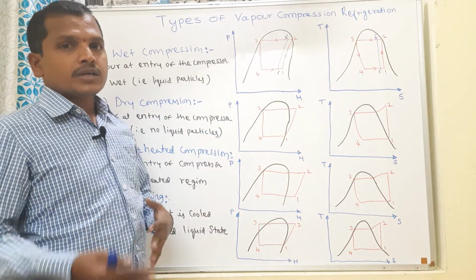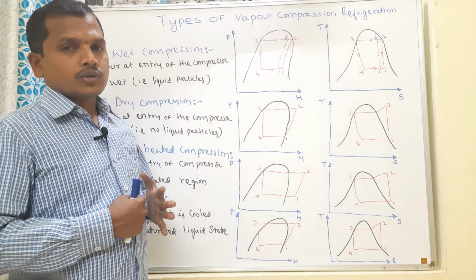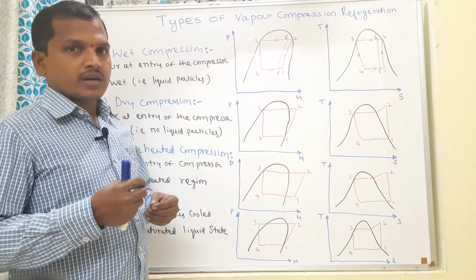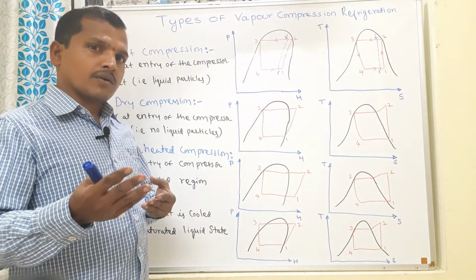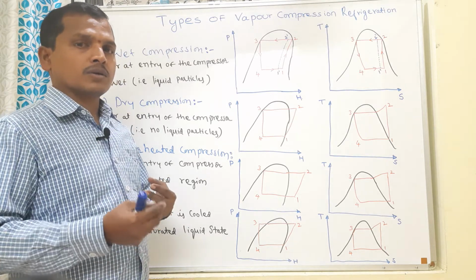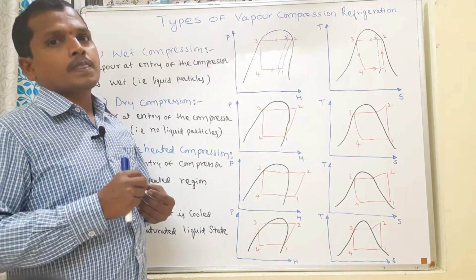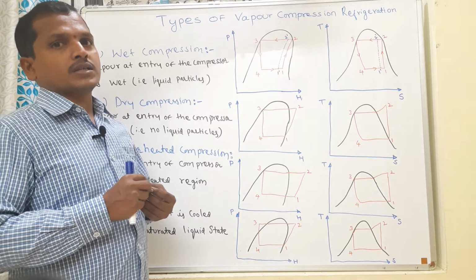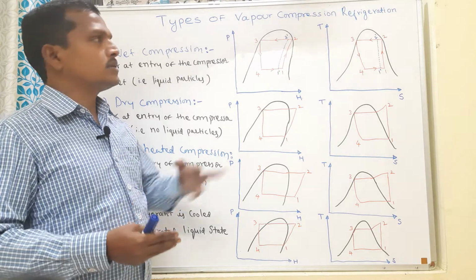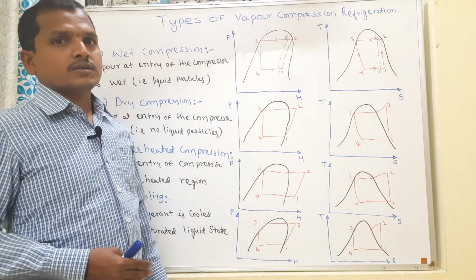Compression takes place in a fast, rapid time. Due to that fast action, there is no time for the liquid refrigerant to convert to vapor, so at the end of the compression also the liquid particles remain, so it consists of wet condition. If there are no liquid particles at the end of the compression, that is the dry saturated state.